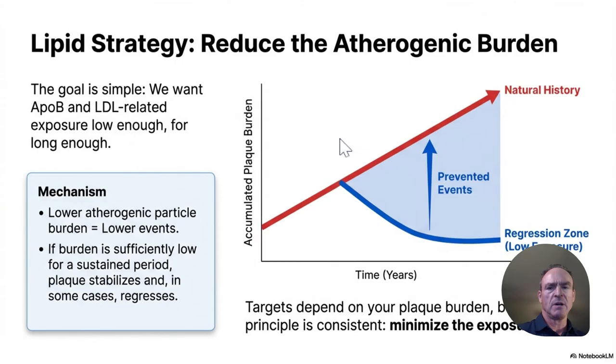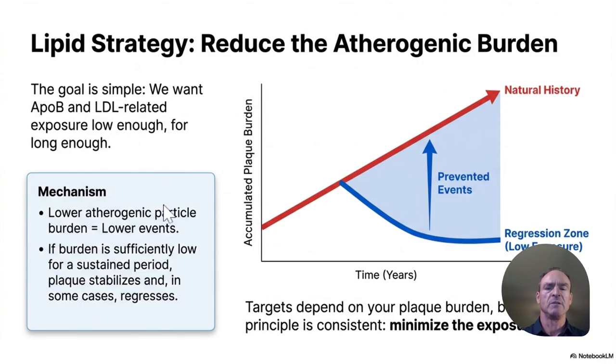So you can think of lipids as sort of an amount of time that your blood vessels are exposed to lipid particles. Just like with smoking, the more cigarettes that you smoke and for the longer that you smoke, the more risk there is. It's called pack years. Similar to that, the higher your ApoB, or the more particles you have, and the longer you have them, the higher the risk that you have.